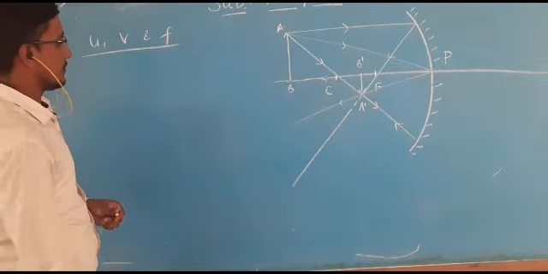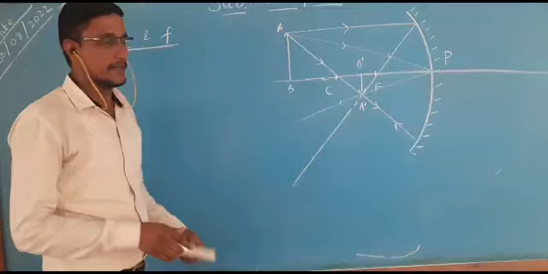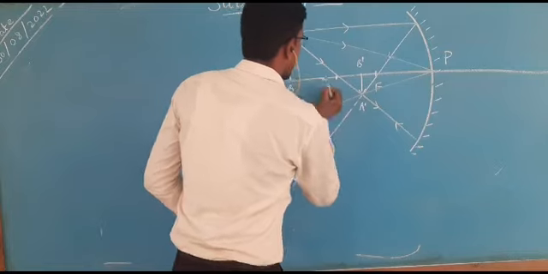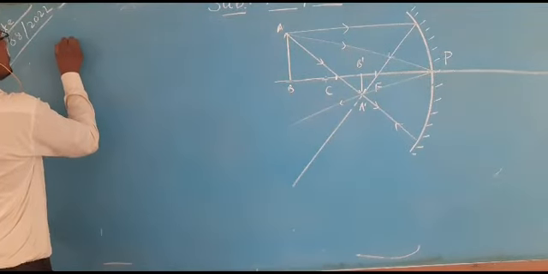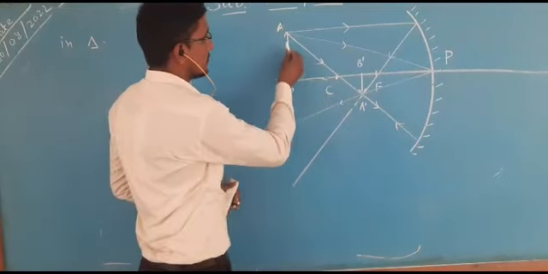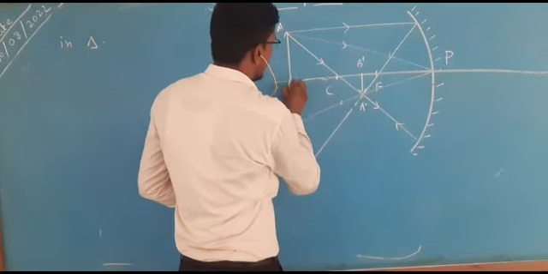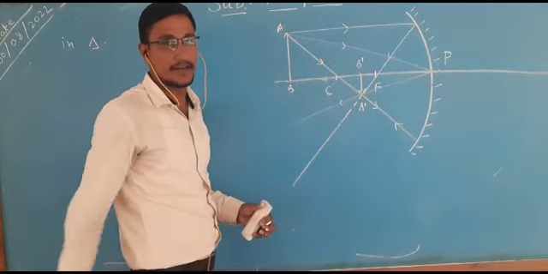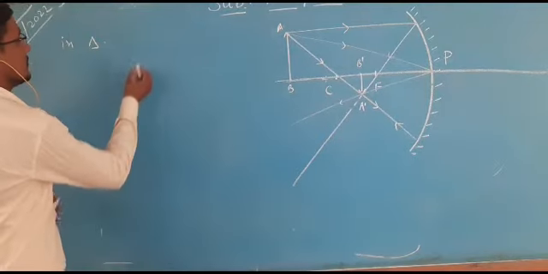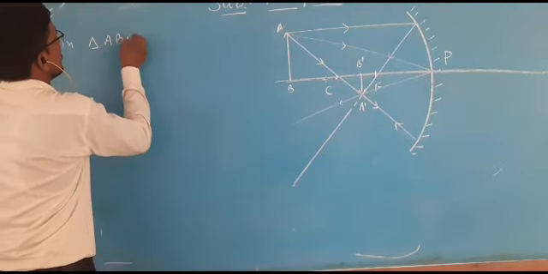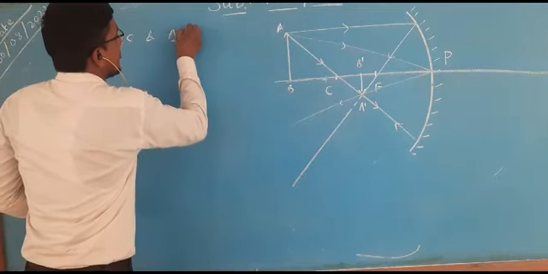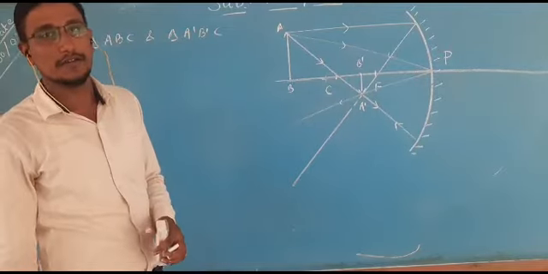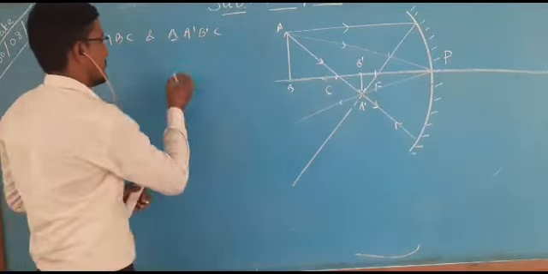First of all, we are going to use simple trigonometry. In triangle ABC and triangle A dash B dash C, just look at this one. You have to draw triangle ABC and triangle A dash B dash C. These two triangles are similar, and you just have to prove it.